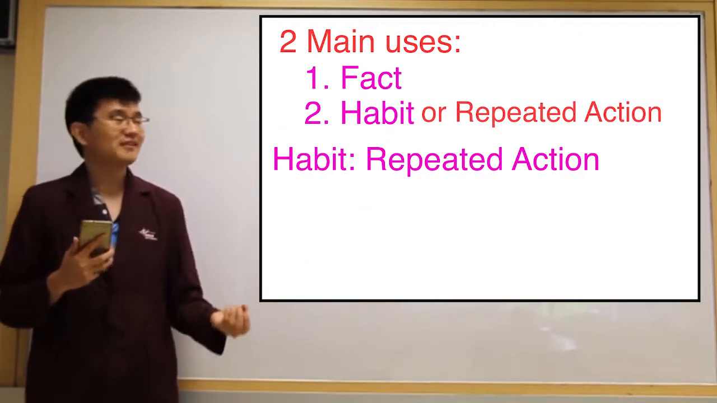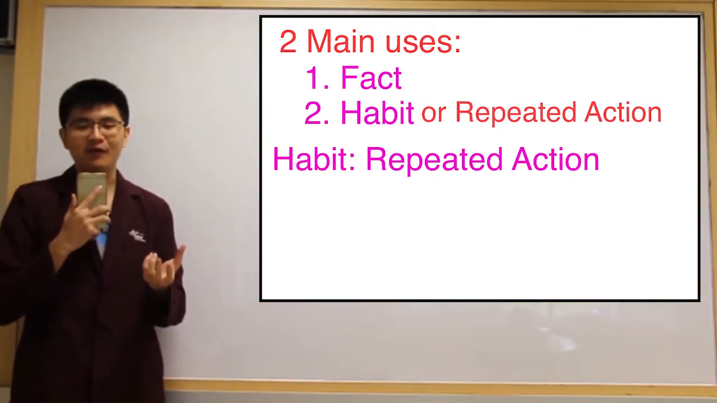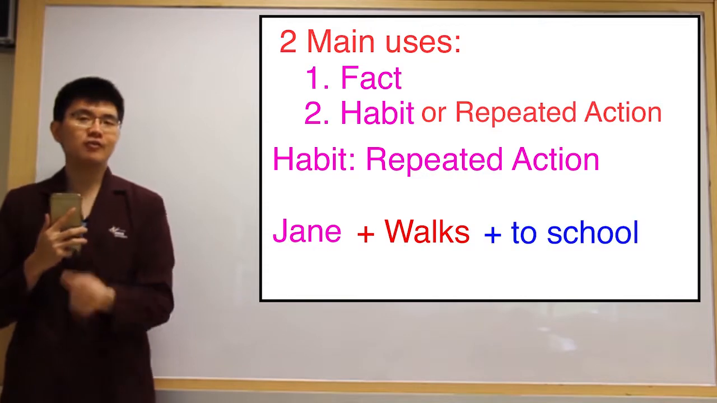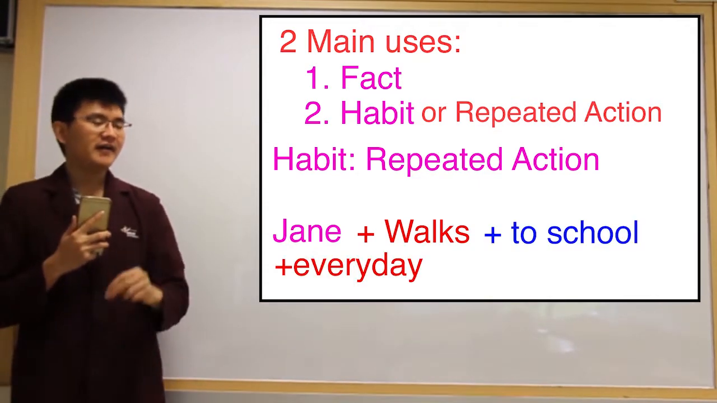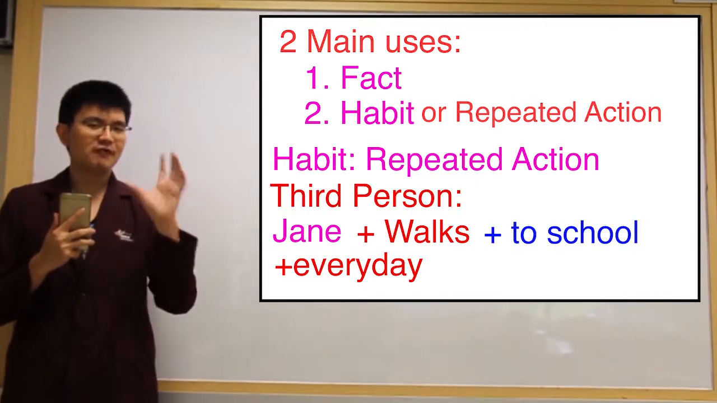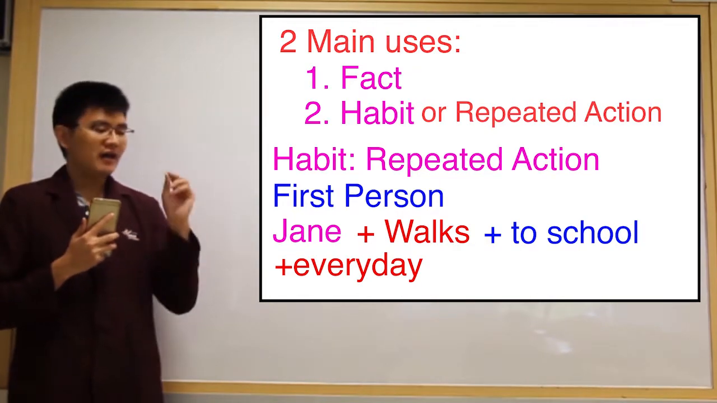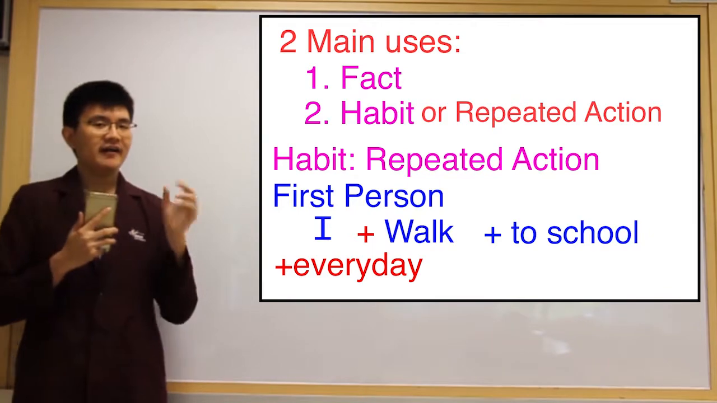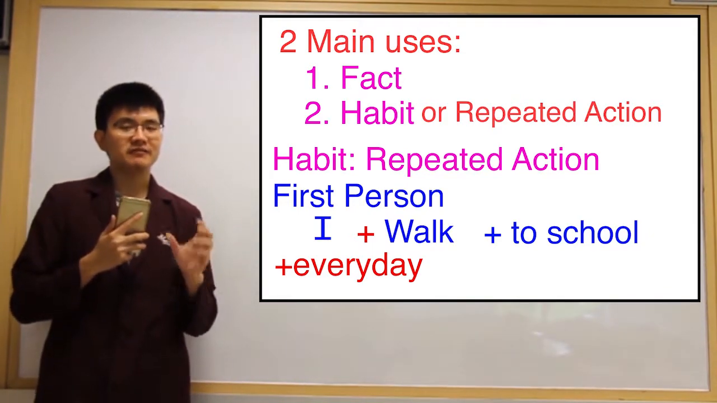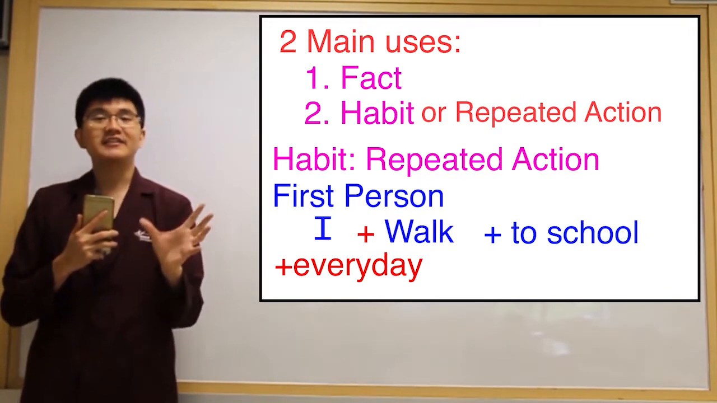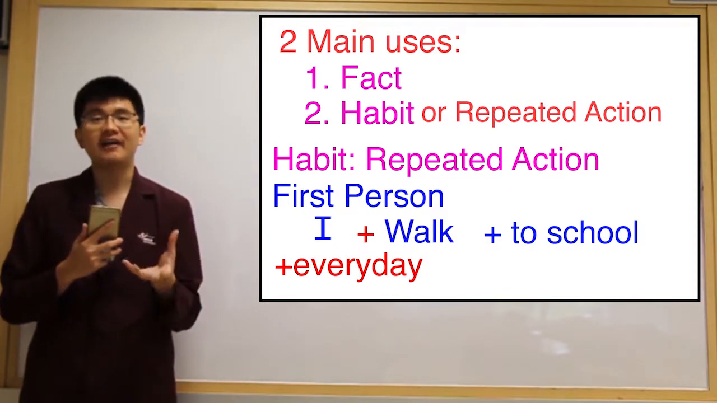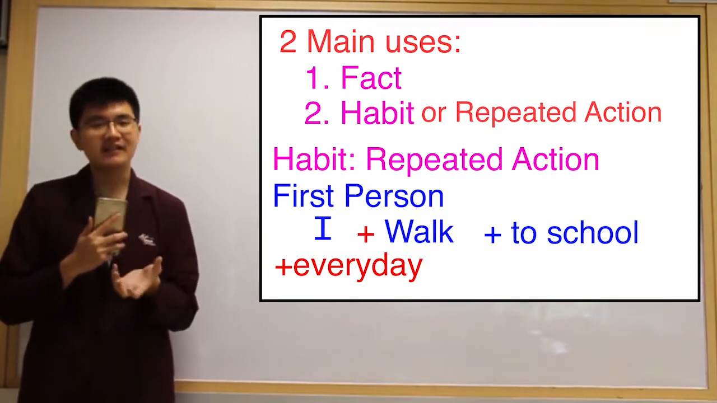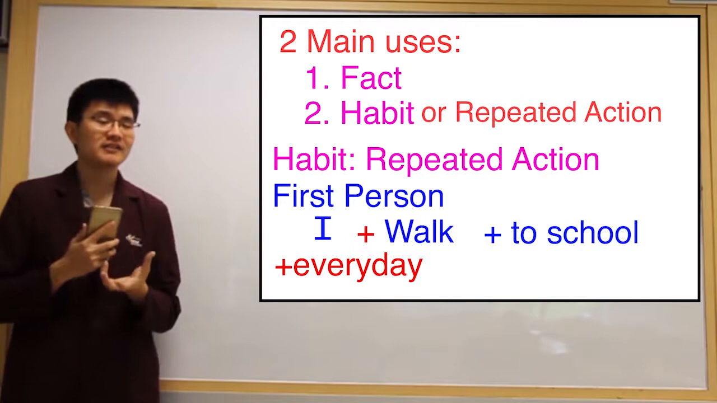And the next example is about habits or repeated action. So for example, Jane walks to school every day. And that's from third person perspective. But from first person perspective, I walk to school every day. If you notice, the word walks didn't change except for the added s. So that's basically how simple present tense works.